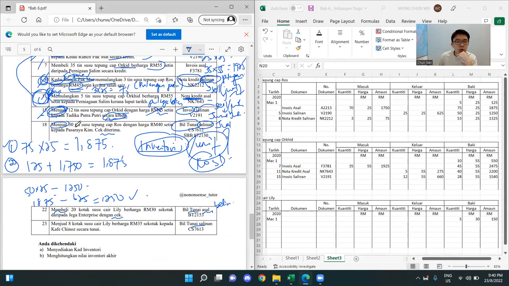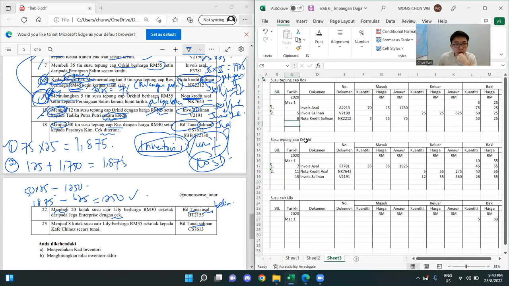Now we go to 18. You draw, so draw apa? Cap rows ini, all right? So cap rows on 18. Document is bill tunai salinan. Bill tunai salinan, we got two here. I think this SBB is actually your cek, the normal cek. But now for this bill tunai, your normal document is CS, all right. So CS 7612.